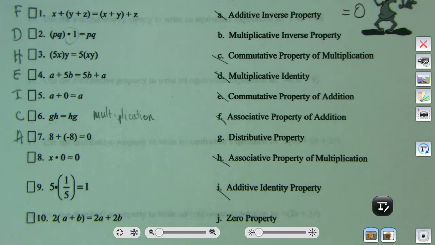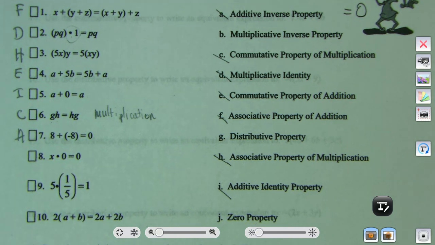Okay, so which property says that? Actually, let me call on somebody here. How about Adriana? It's the zero product property.